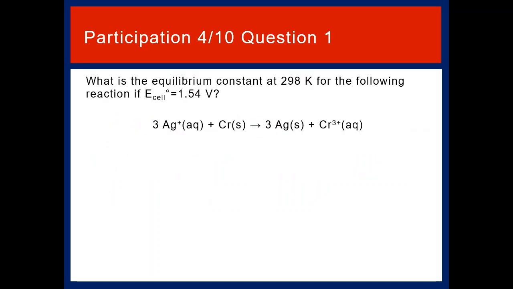Participation 410, question 1. What is the equilibrium constant at 298 K for the following reaction if E cell naught equals 1.54 volts? 3Ag+ and Cr become 3Ag and Cr3+. This is the first question on participation 410, due Friday, April 10th, over on Blackboard. Link to the assignment is right below the document where these videos are posted. Again, what is the equilibrium constant at 298 Kelvin for the following reaction if E cell naught is 1.54 volts? Silver ions react with chromium to make silver and chromium-3 ions.